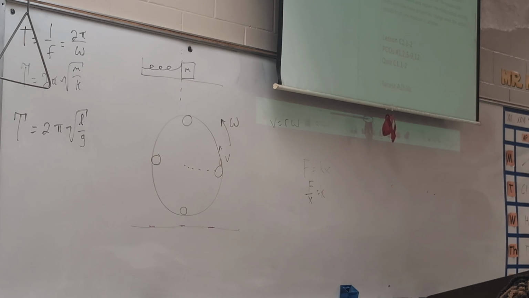What should happen as I decrease my length? Time decreases. As I decrease my length, the time decreases. The period would what? Decrease. Which means that it should oscillate faster. All right?